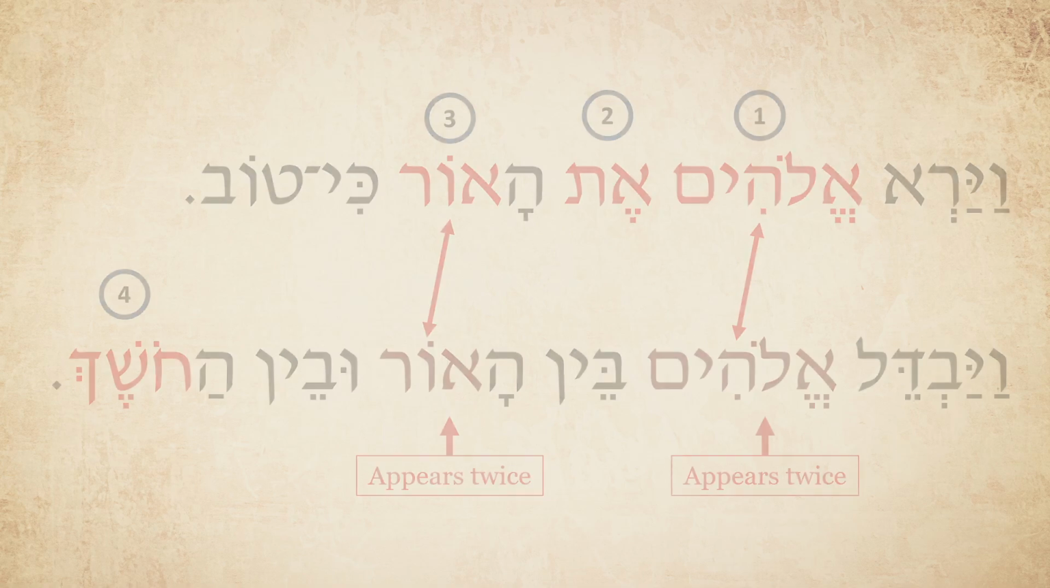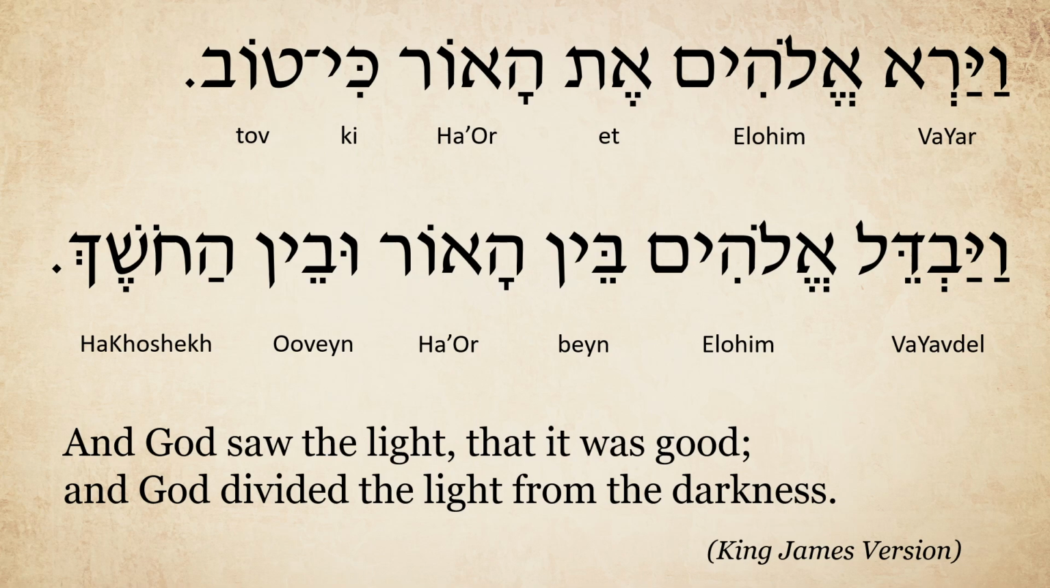So the verse in Hebrew sounds like this. VaYar Elohim et haor ki tov. As always, let's go over each individual Hebrew word and see what insights we can gain. But before we do that, I would like to reiterate that this channel is not about religious meanings.